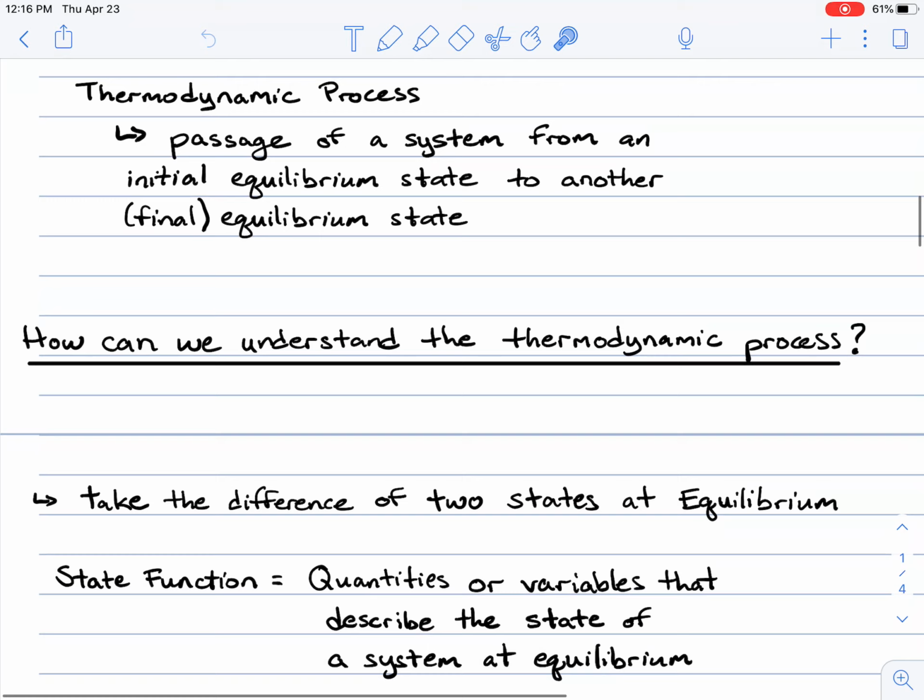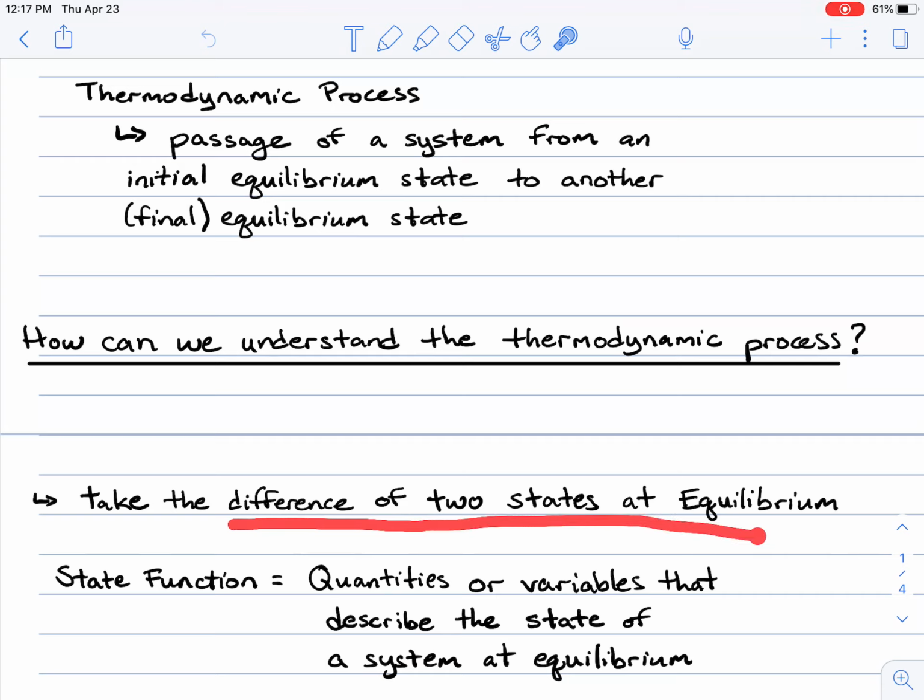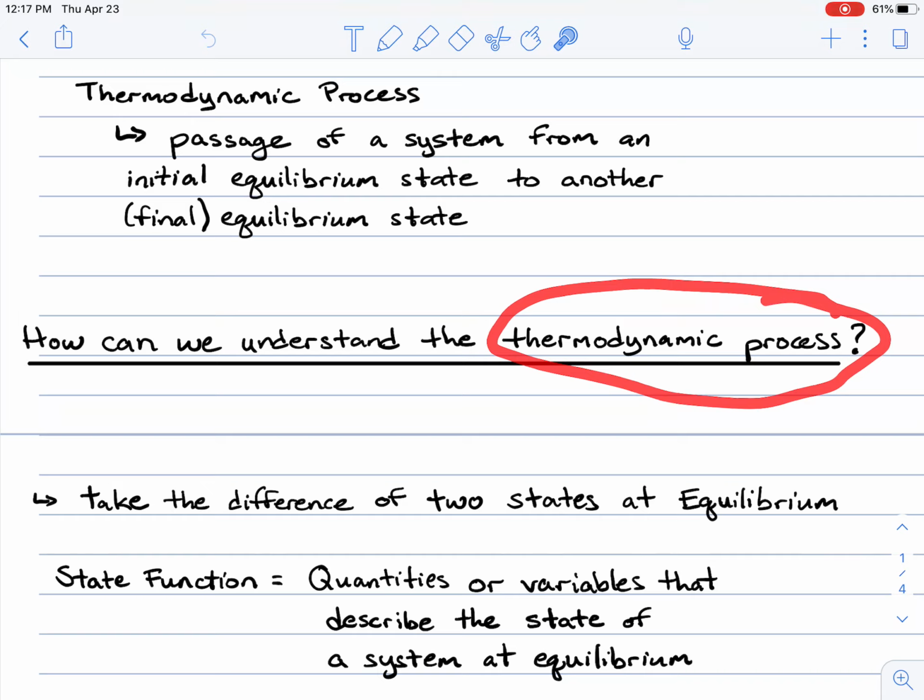And so here, our main purpose is for us to be able to take the difference of two states at equilibrium to gain a better understanding of the thermodynamic process. Okay, so that's going from you in your room to the kitchen.